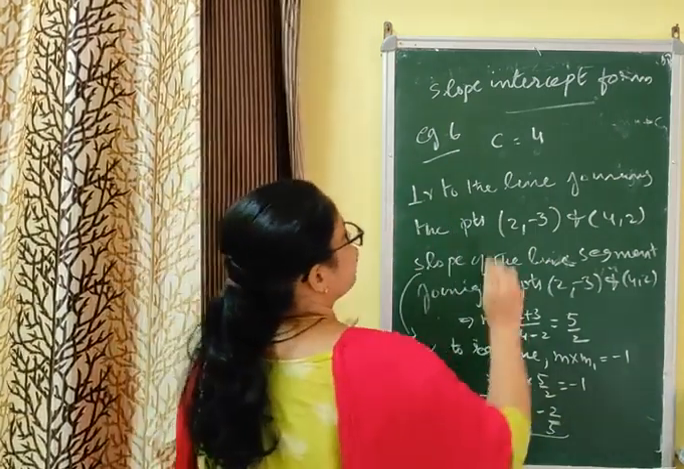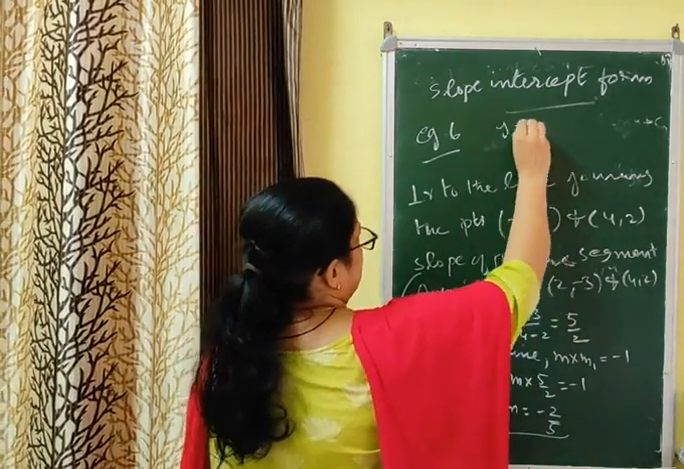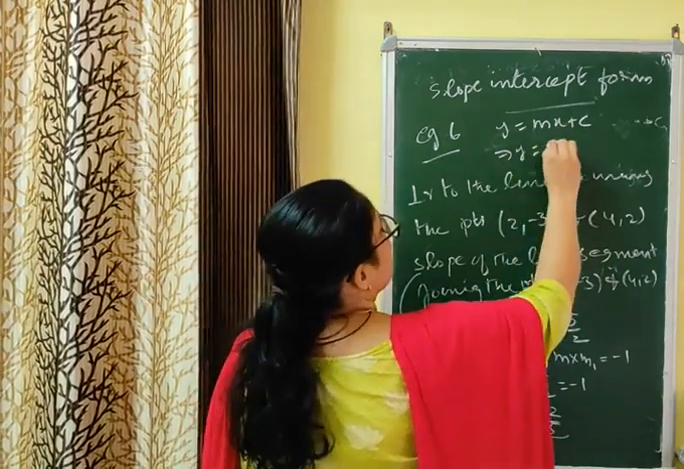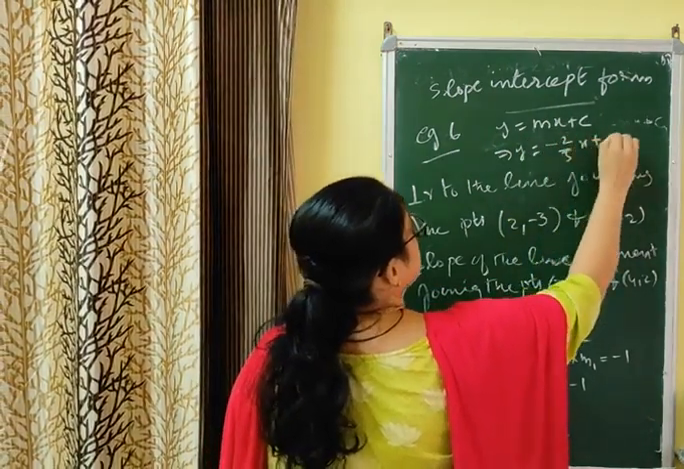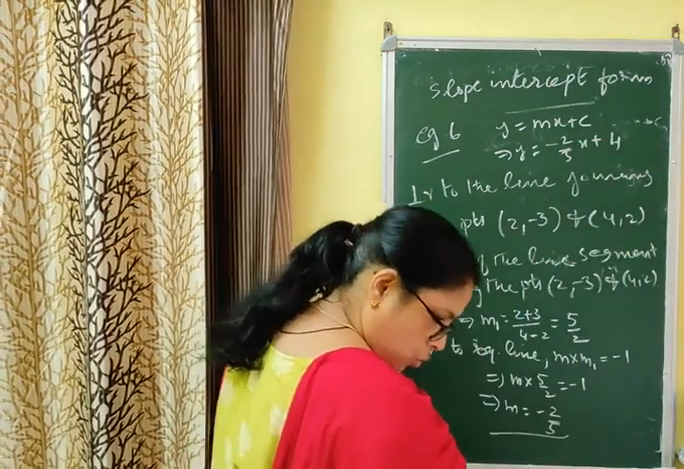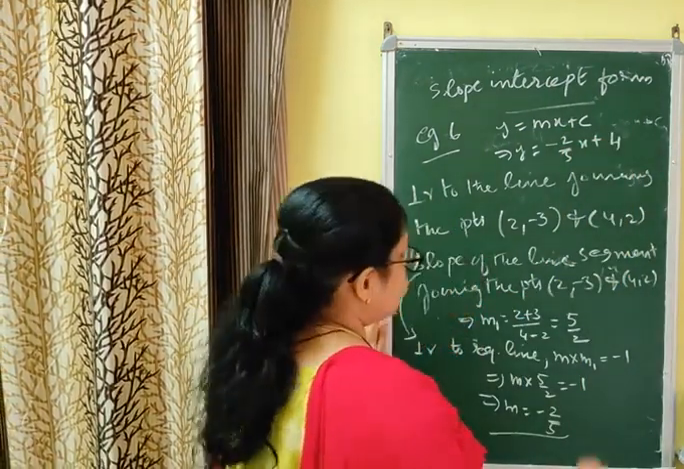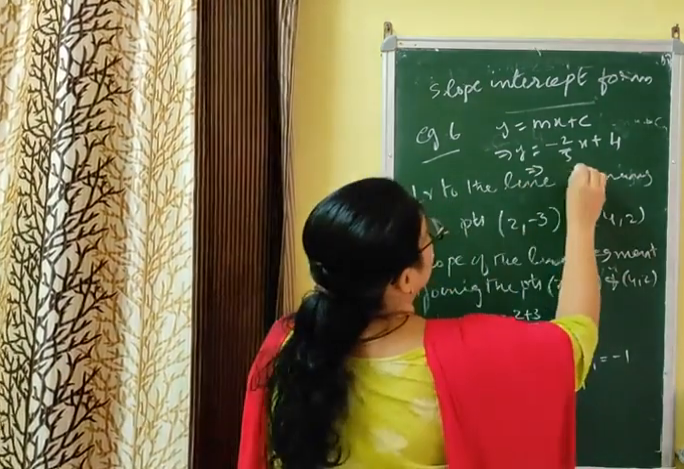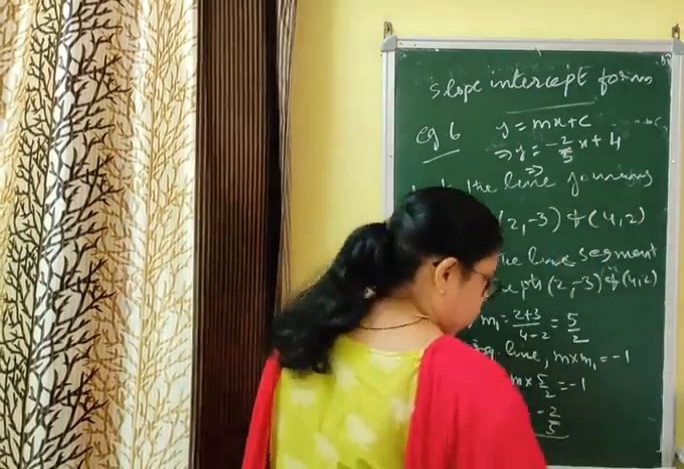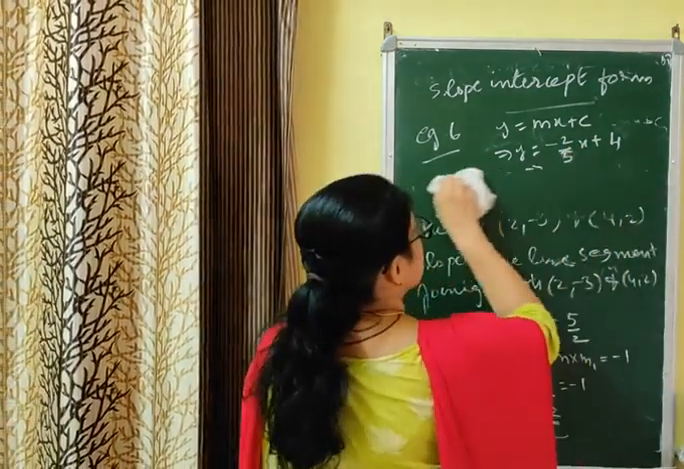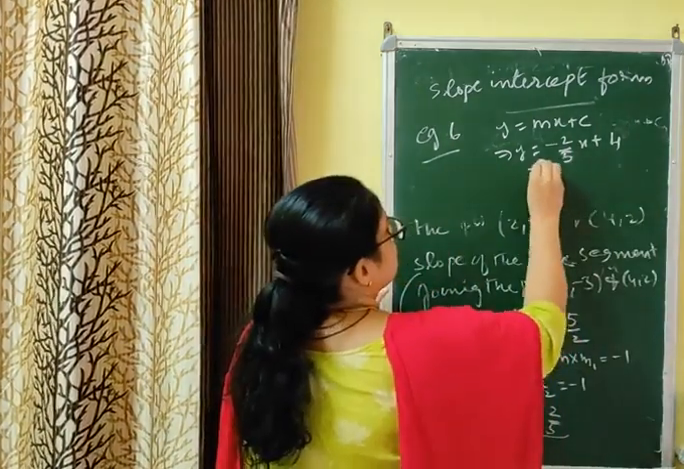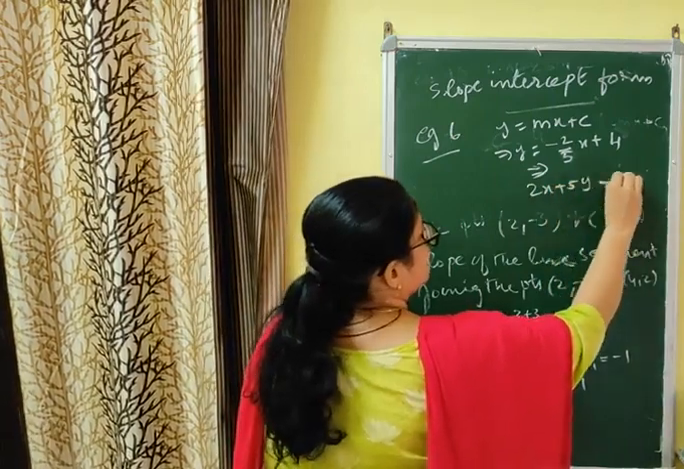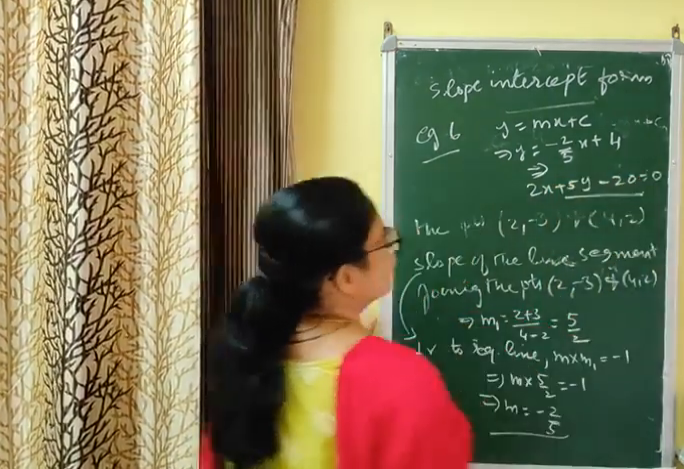Then by slope intercept form, the equation of the line is y = mx + c, that is y = -2 by 5 x + c, where c is 4. If you further solve it and want to write it in the form ax + by + c, because of shortage of space, I am reducing all these things. By changing it to standard form, you get 2x + 5y - 20 = 0. This is the required equation.